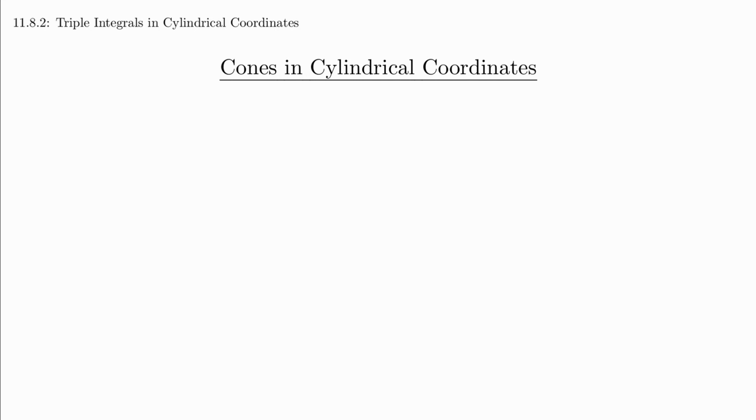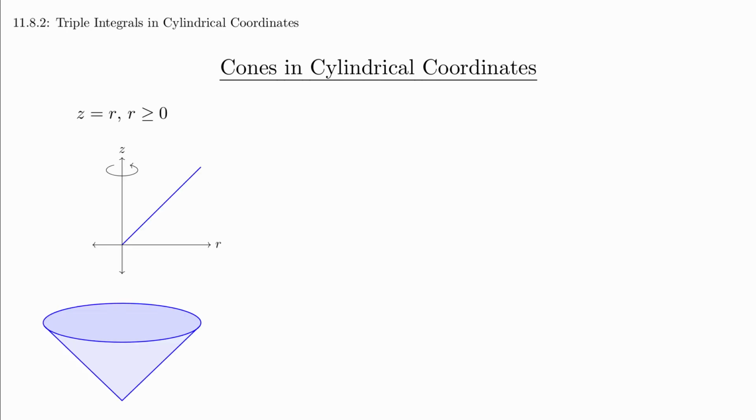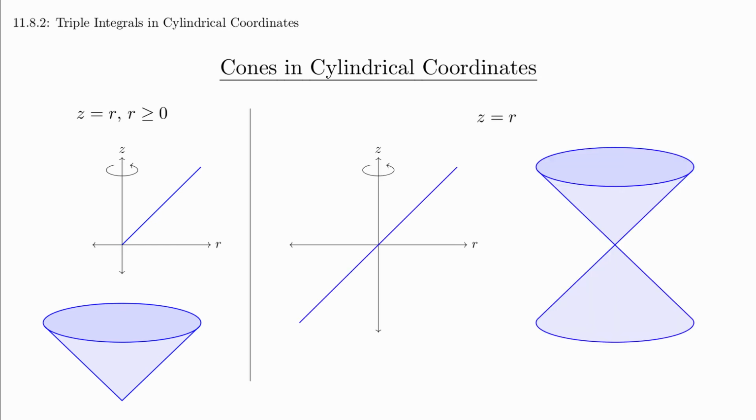It's worth taking a moment to look at a couple basic shapes described in cylindrical coordinates. All of these shapes are rotationally symmetric around the z-axis. You basically take the shape of a graph and rotate it around the z-axis to get these volumes. This makes sense because cylindrical coordinates are built around that type of rotation. The equation z equals r gives us an inverted cone that goes out at a 45-degree angle from the origin. If we let r be both positive and negative, we get a double cone.